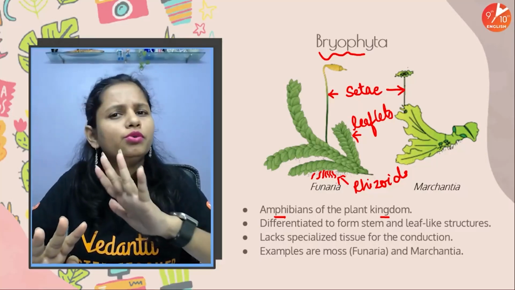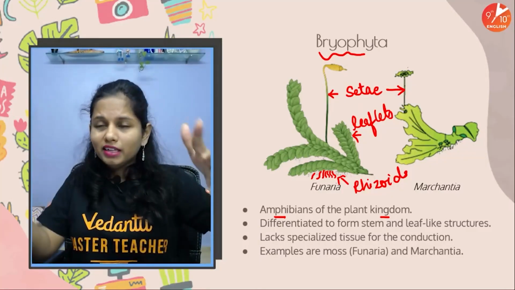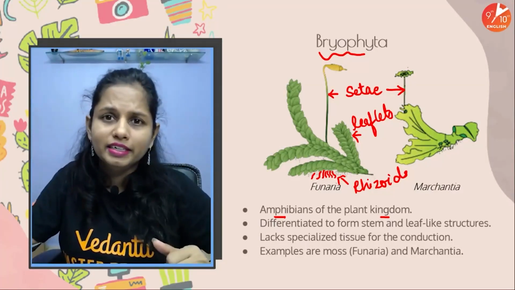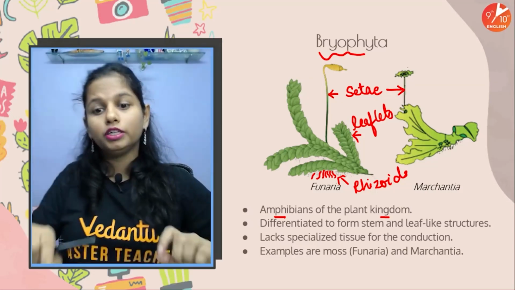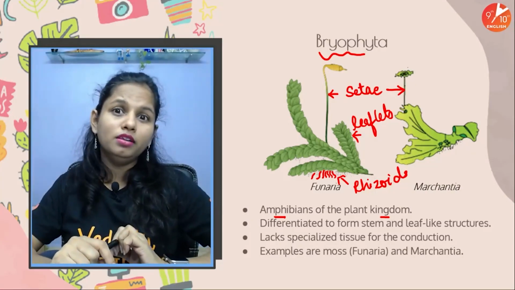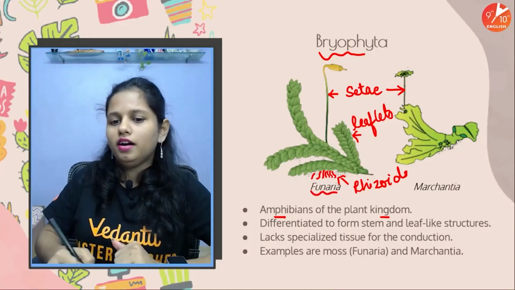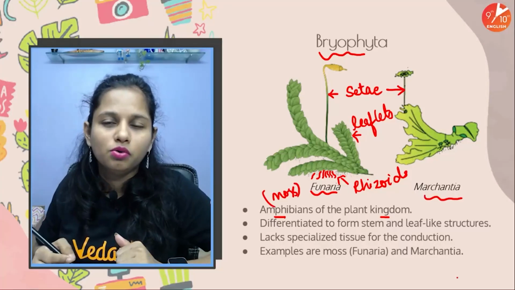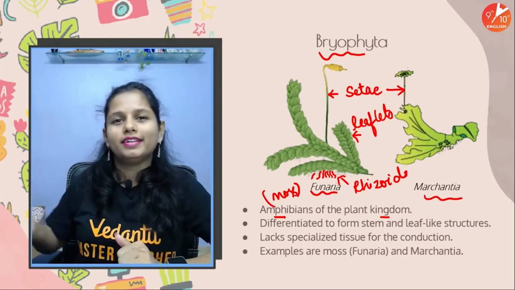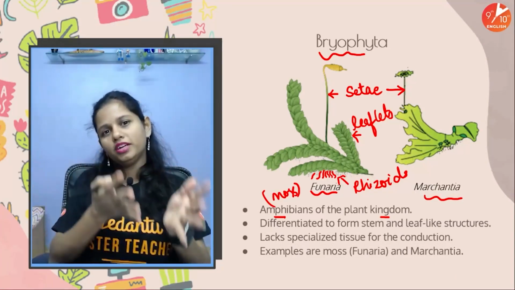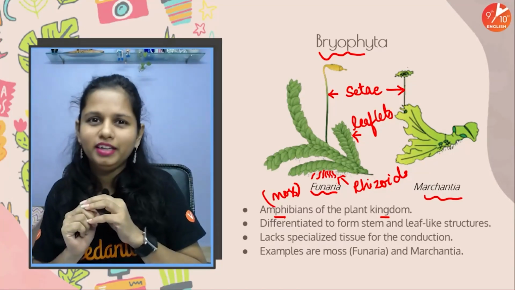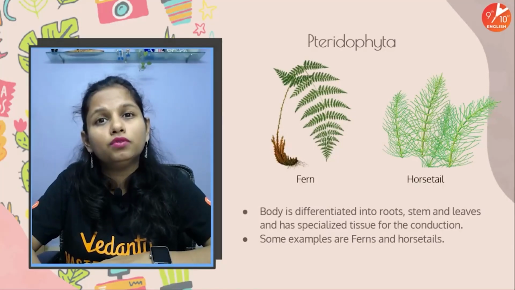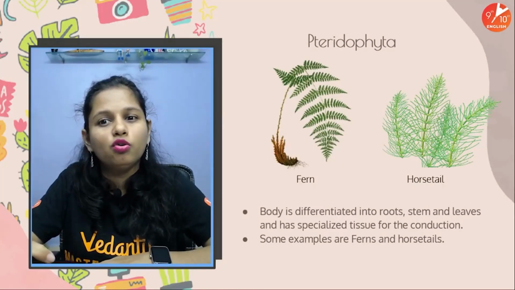They don't have xylem, they don't have phloem, they don't need it. Their entire body surface can absorb water, and it can diffuse out substances which it needs. That's the reason why conducting tissues are absent. Examples: Funaria, which we commonly call moss, and Marchantia. Clear here? Perfect. Then kids, let us move on to the third division, that is Pteridophyta.